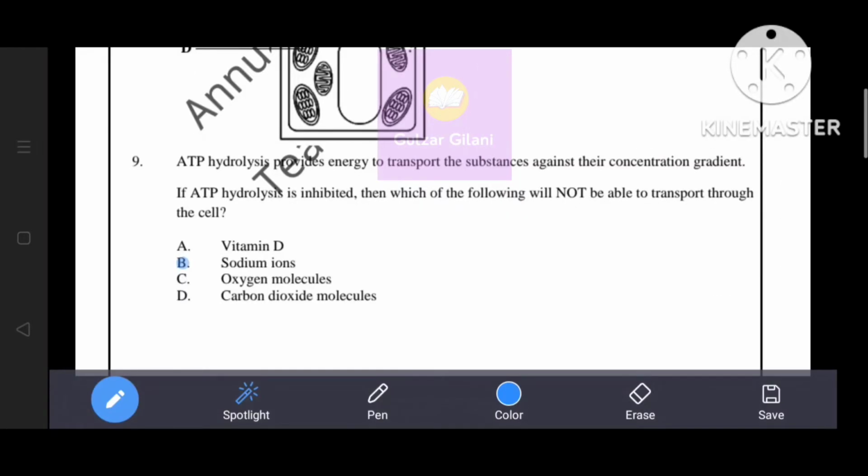Next question. ATP hydrolysis provides energy to transport the substances against their concentration gradient. If ATP hydrolysis is inhibited, then which of the following will not be able to transport through the cell?